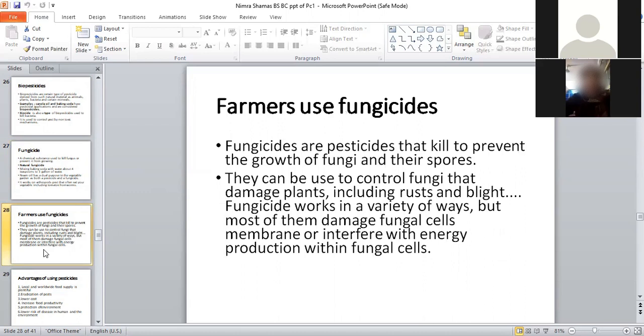So how do farmers use fungicide? Farmers use fungicide to kill or prevent the growth of fungi. They can also use it to control fungi that damage the plant, including rust and blight. Most of them damage the fungus cell membrane by interfering with energy production. When they interfere with the energy production, this causes destruction of the fungi. Next slide.